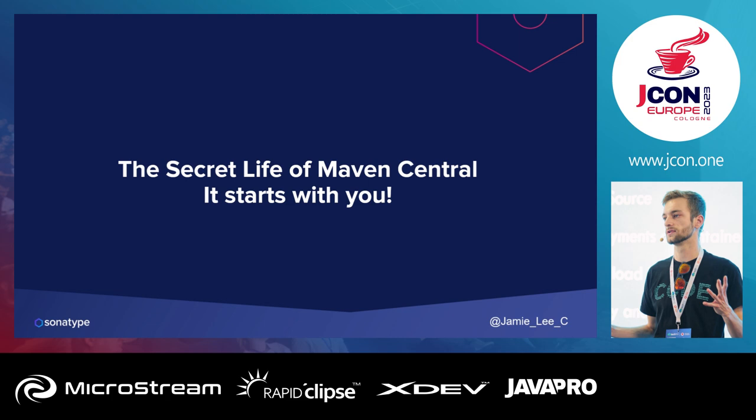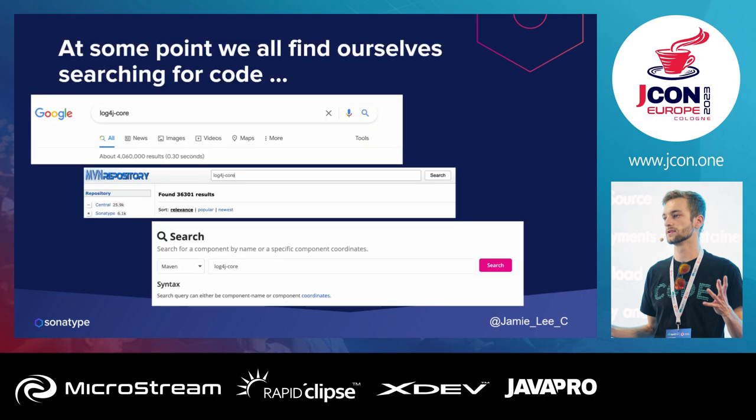So, the secret life of Maven Central. Well, it all starts with you. Maven Central wouldn't exist if people weren't uploading their dependencies there. It's pretty much the go-to place to get all your Java dependencies. So how does it generally start? Well, you'll go to Google, you'll search for Maven repository, Maven Central, you'll find the dependency you want, you'll add it to your POM file and then download it. And we've been doing this for quite a while. Maven's been around quite a while.